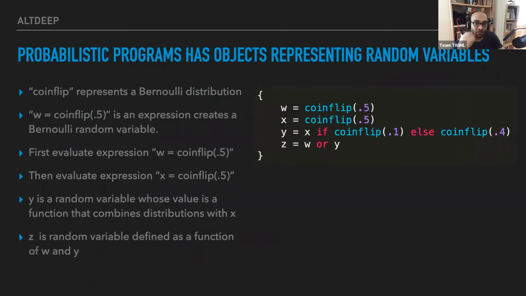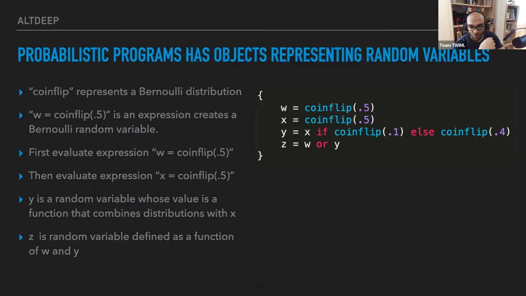So in probabilistic programming, we're going to have random variables and distributions be first-class citizens. I'm going to be kind of hand-wavy in the abstractions here, mostly because this programming language is introducing some new ways of doing this. So I don't want to be too specific, but say here coin flip represents a Bernoulli distribution. W equals coin flip is an expression that creates a Bernoulli random variable. We still have the ordering of control flow: W equals coin flip 0.5, then X equals coin flip 0.5. So 0.5 here is the probability of heads.